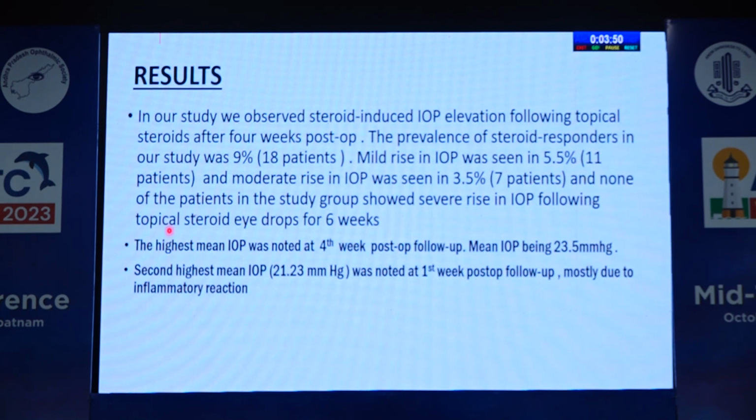That is 11 patients out of the 200 patients we have seen, and 7 patients in these 200 patients. 5.5% had a mild rise, and about 3.5% had a moderate rise, and none of the patients had a severe rise in IOP. The highest mean IOP was noted at the end of 4th week follow-up. That is, the mean IOP was about 23.5, where the baseline IOP was 15.5. The second highest mean was seen at the end of 1st week. Probably it could be inflammatory reaction.